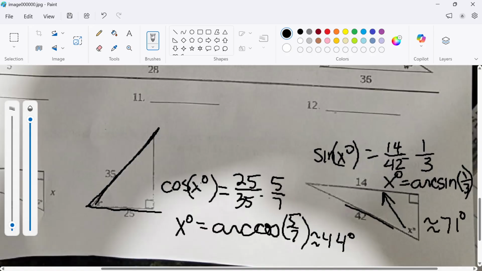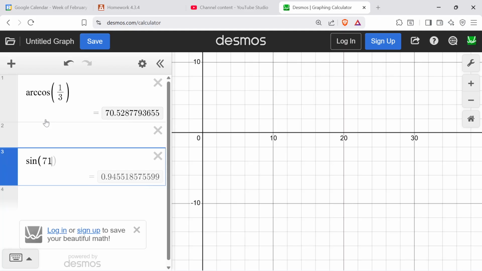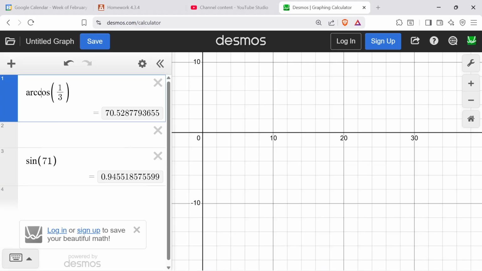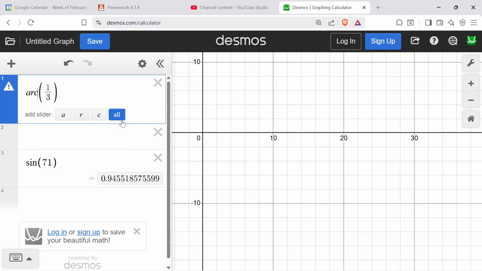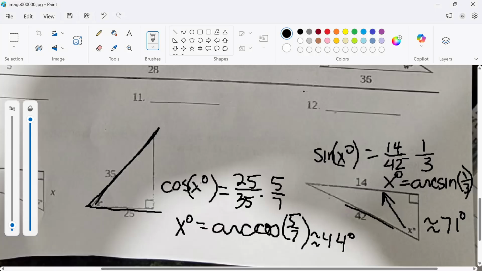Now if I check by doing sine 71 degrees, something is off. Oh, I did arc cosine. Whoops. It's arc sine 1/3, and so it's 19 degrees. So sine of 19 degrees is about 0.3255, which is about 0.33, which is 1/3. I'm rounding. So it's 19 degrees, not 71 degrees. I did arc cosine by mistake.